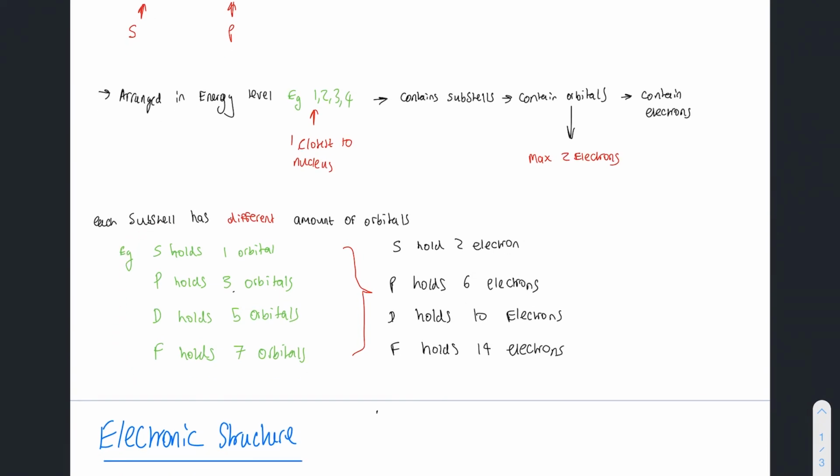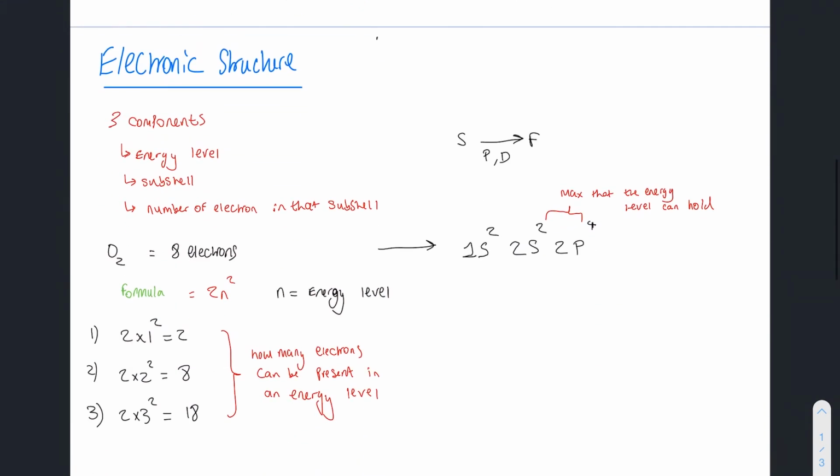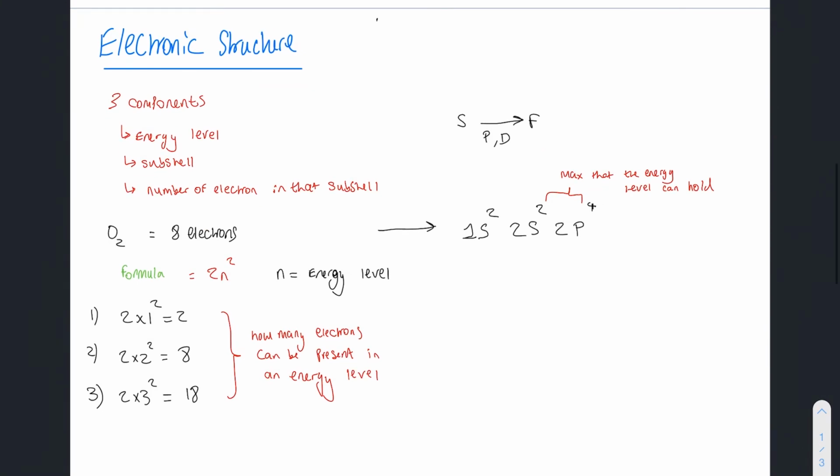How many electrons can each subshell hold? Well, simple maths. 1 times 2 is 2. 3 times 2 is 6. 5 times 2 is 10. 7 times 2 is 14. Electronic structure: electrons fill from S, then P, then D, then F. So there are 3 components to write in electronic structure: energy level, subshell, and the number of electrons in that subshell.